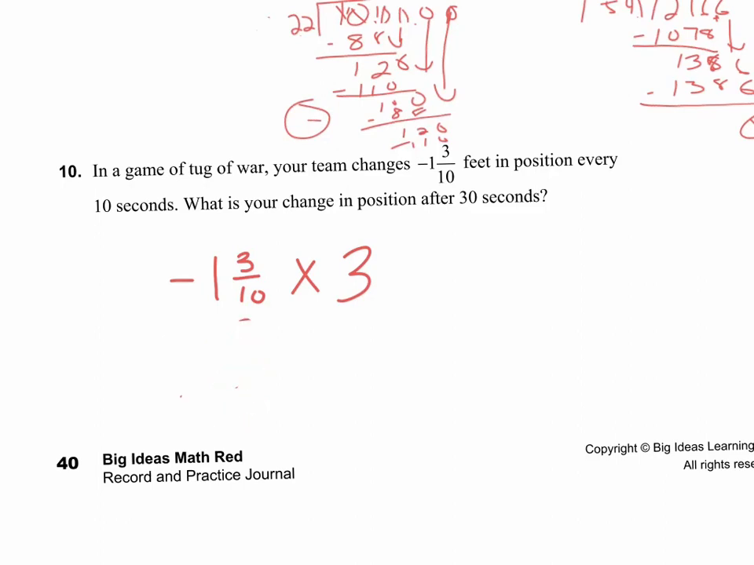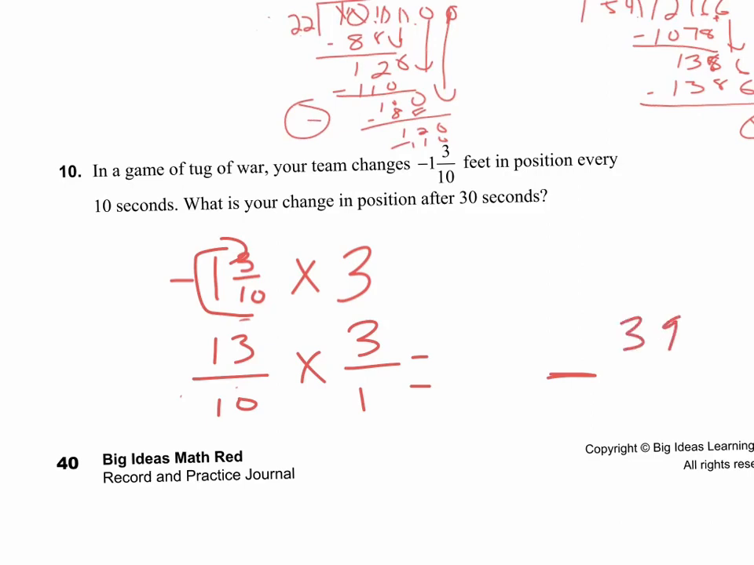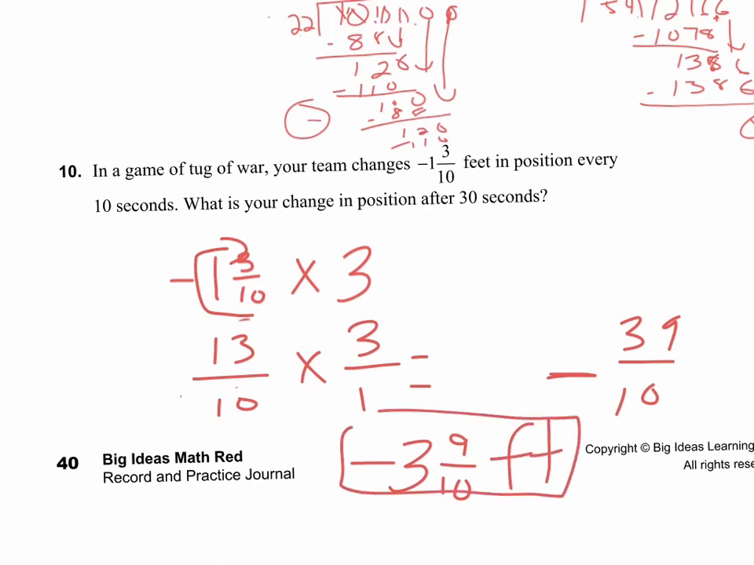So first step, let's make this improper. So 10 times 1 plus 3, so I get 13 over 10 times 3 over 1. This is a negative and a positive, so my answer should be a negative. And we don't have any same signs, so 3 times 13 is 39. 10 times 1 is 10. And let's go ahead and make this proper. So 10 goes into 39 3 times, and then we have left 9/10. And it's going to be a negative, and since it's a word problem, we have a label. It should be feet. So -3 and 9/10 feet after 30 seconds is the position.